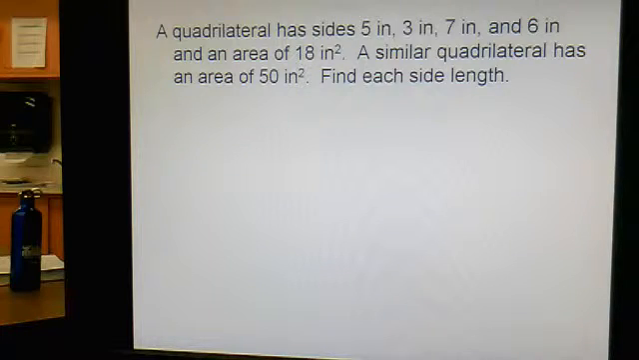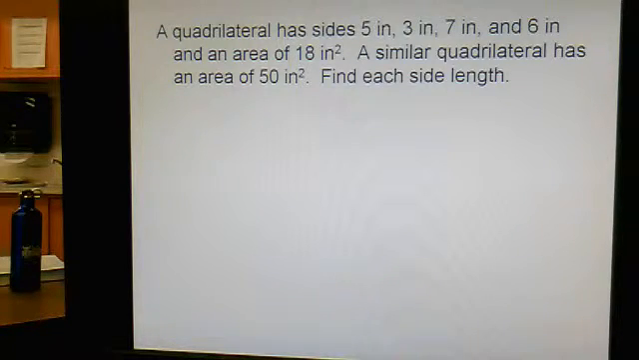On the back of your page is kind of a tricky problem. It talks about this quadrilateral. It's got side lengths 5, 3, 7, and 6 inches in length. It's got a given area of 18 square inches. And there's another quadrilateral, which, key word in here, is similar to the first quadrilateral with an area of 50 square inches. Find each side length, basically, of the bigger quadrilateral. So read that to yourself, try that on your own.